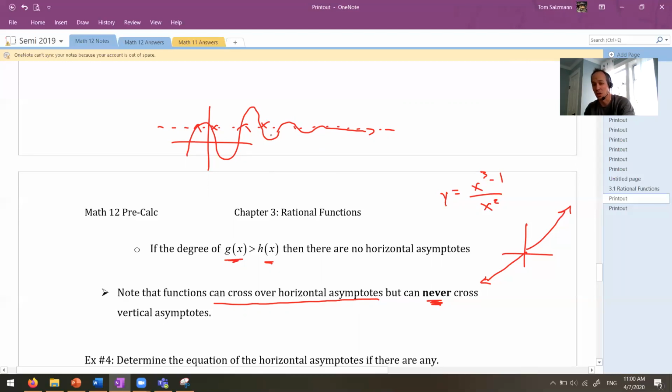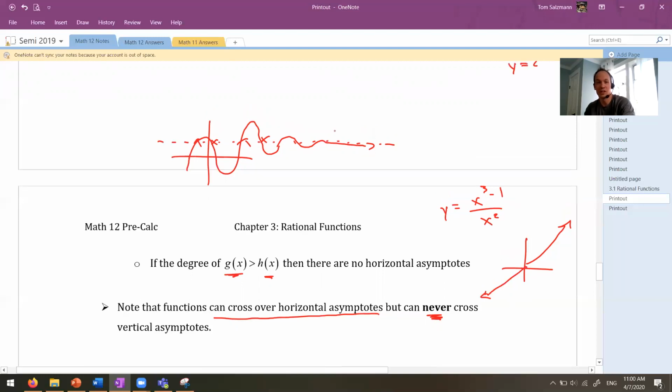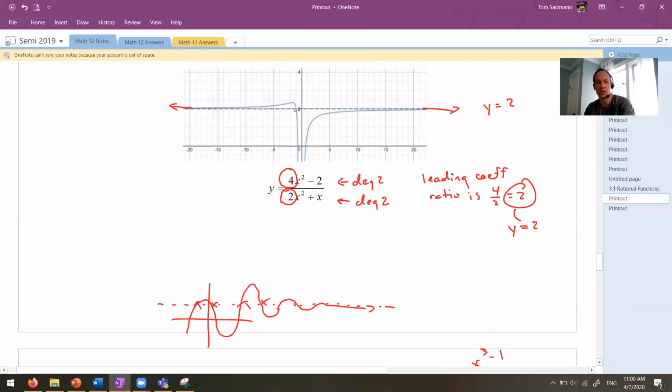It's pretty uncommon for it to cross over. Normally it doesn't, but it still can. And as we can see in this example, it definitely goes up and over and then comes back down.